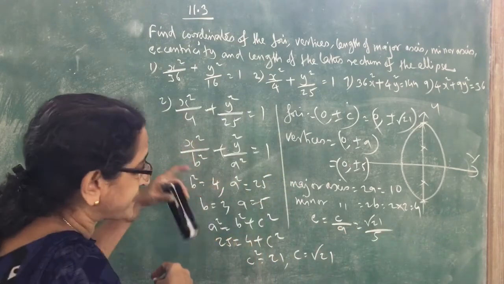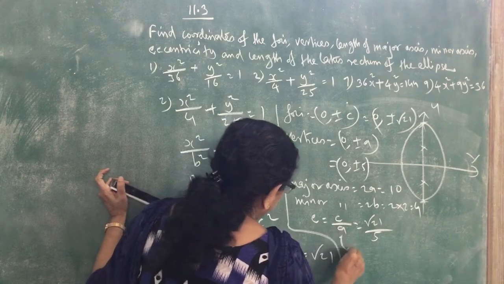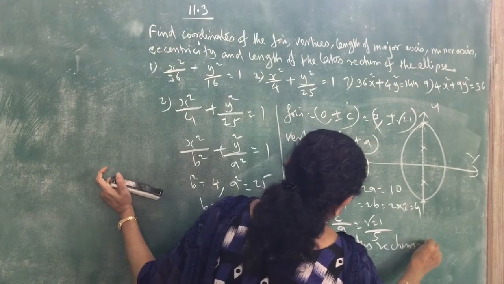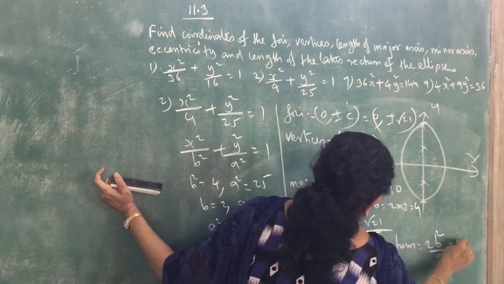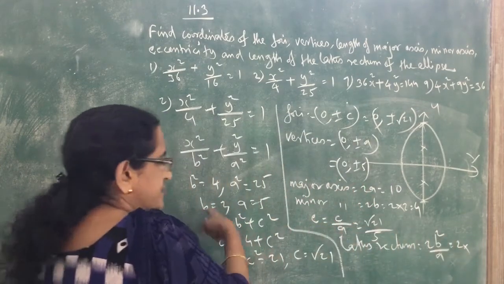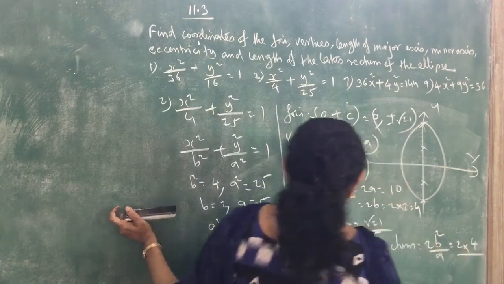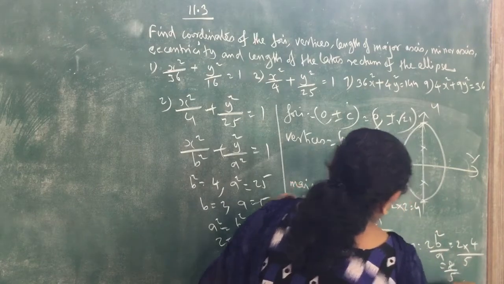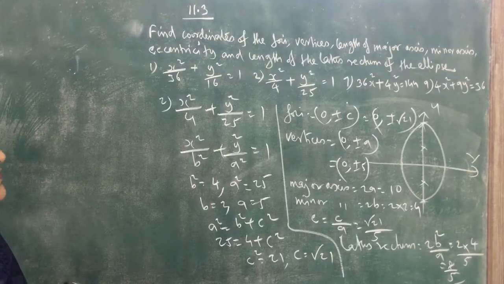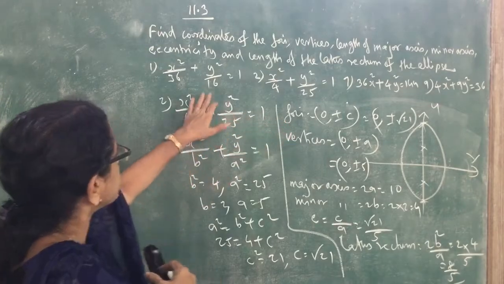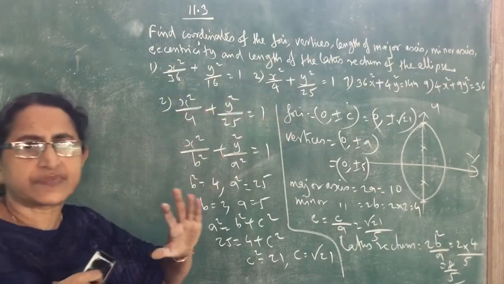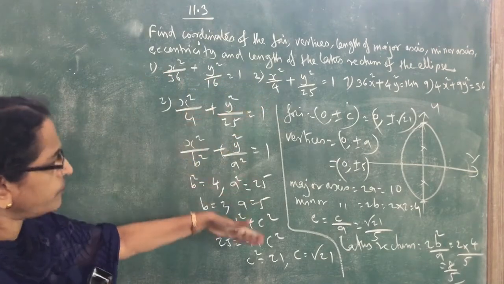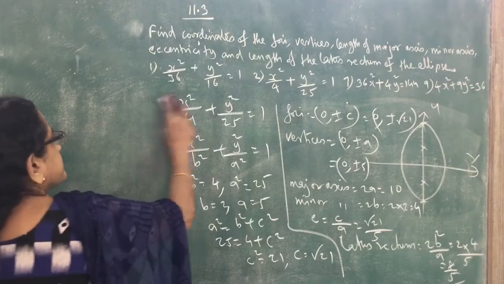Now the length of the latus rectum equal to 2b square by a. So 2 into b square, that is 4, by a, which is 5. So 8 by 5. So we got all the values. Now see question number 7. Similarly, there are only two types of ellipses. This is the first type, this is the second type. In the same way you can find all such questions.